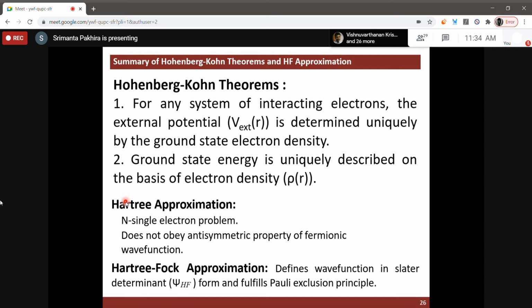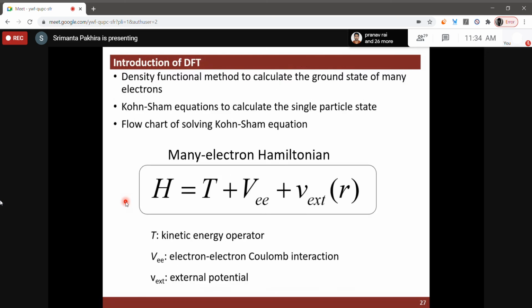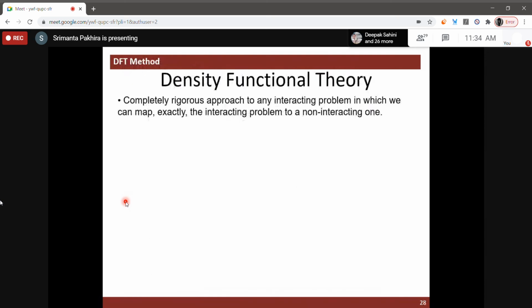Using this theorem, Hohenberg and Kohn introduced the density functional method just to calculate the ground state of many electrons, and the Kohn-Sham equation to calculate the single particle states, with a flowchart for solving the Kohn-Sham equation, where H equals T plus V external. Okay, so this is the basic theory we have studied.